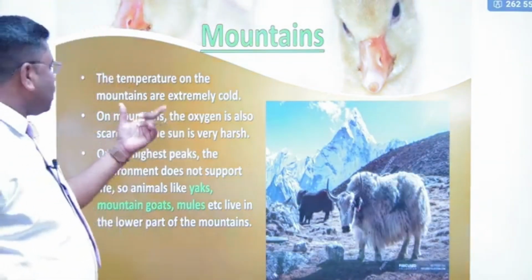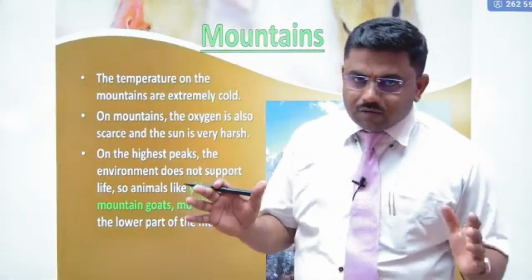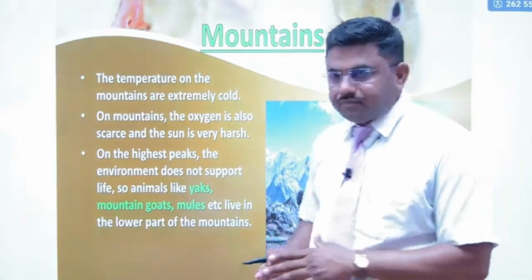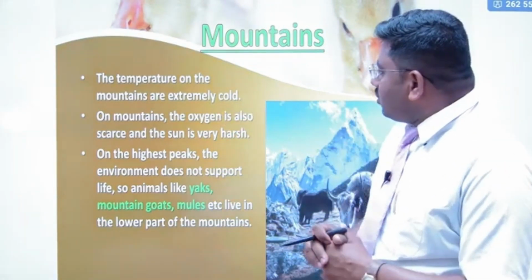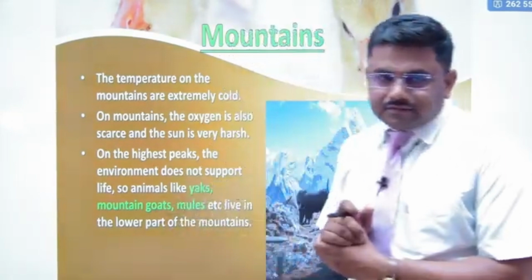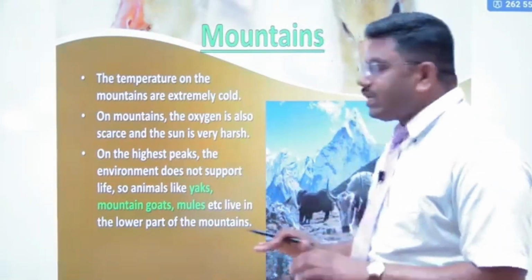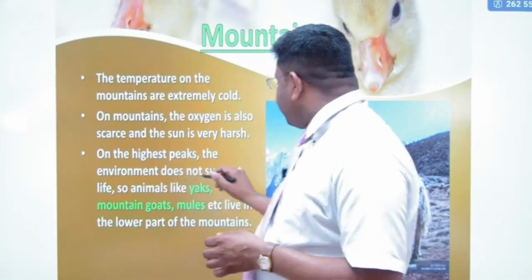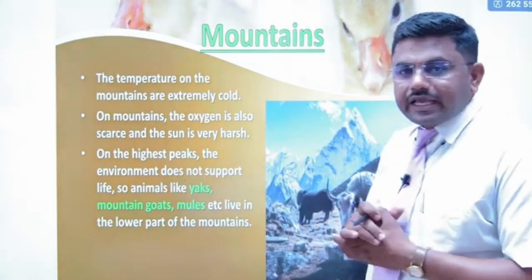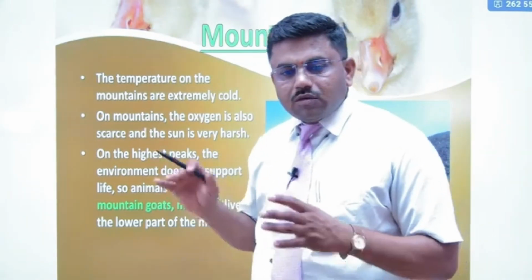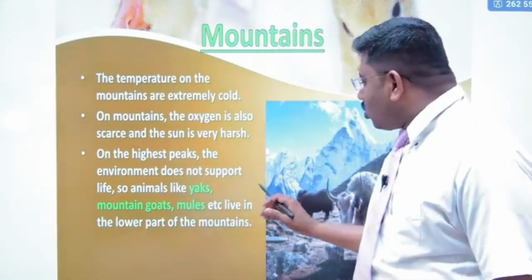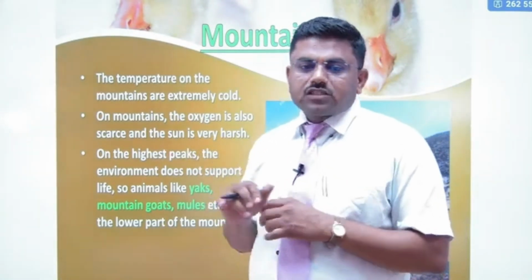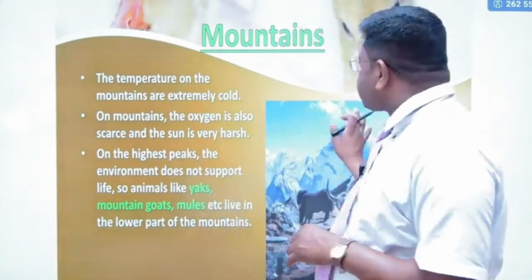Mountains: the temperature on the mountains is extremely cold because they are higher than the surface of the land. On mountains, oxygen is also scarce and the sun is very harsh. On the highest peaks, the environment does not support life. So animals like yaks, mountain goats, moles and others live in the lower part of the mountains, not on the peaks. Such types of animals live there.